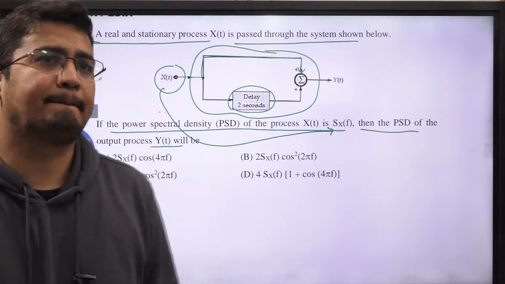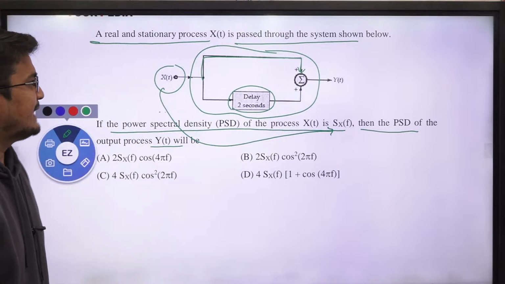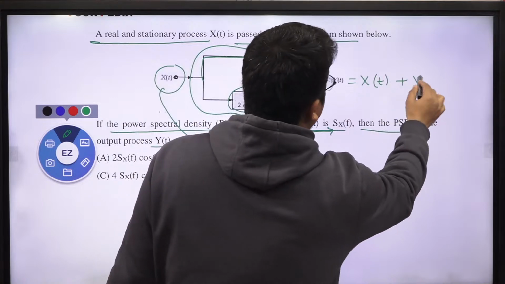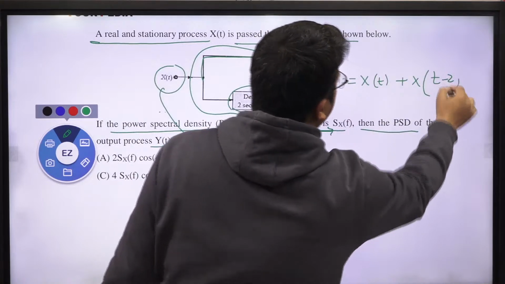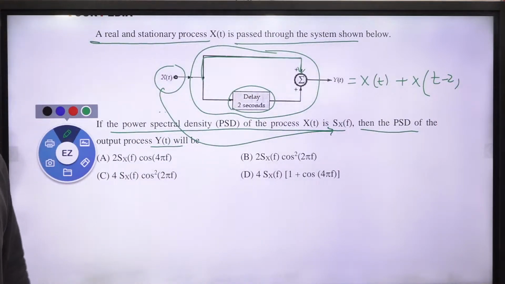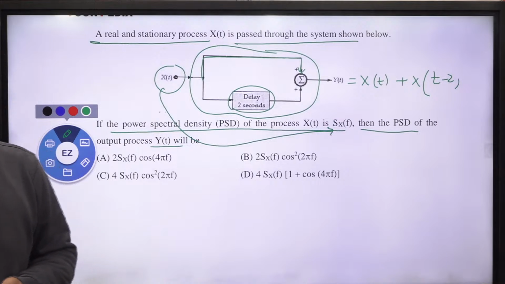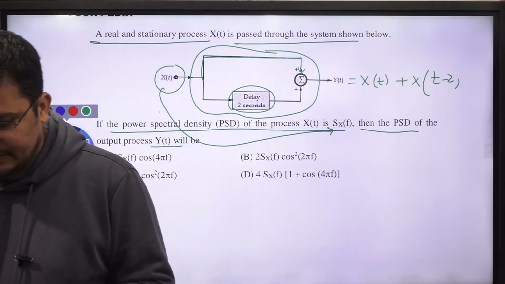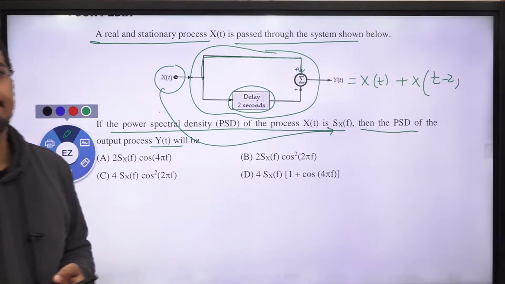What will be the answer? So guys, can I write here y of t is equal to x of t plus x of t minus 2? How many of you agree? Can I write like this? Yes or no? Come up, please.